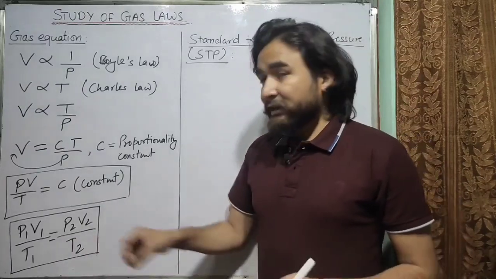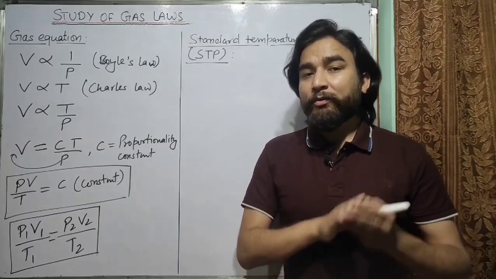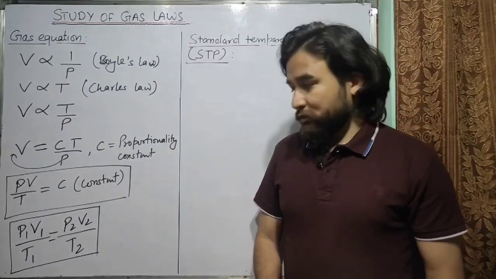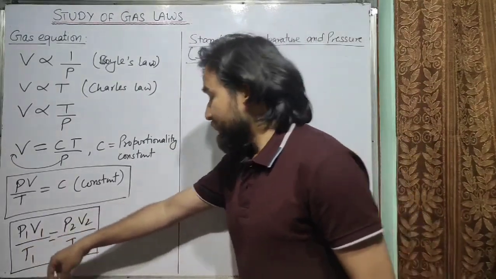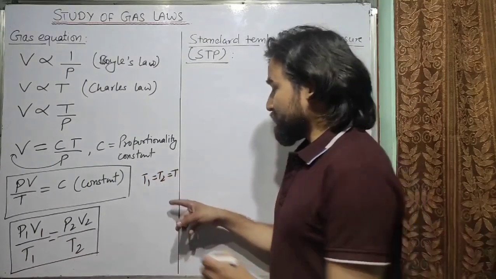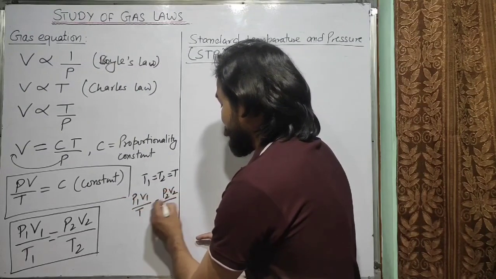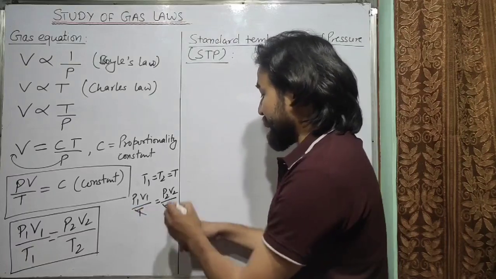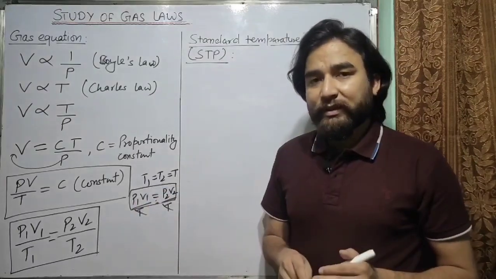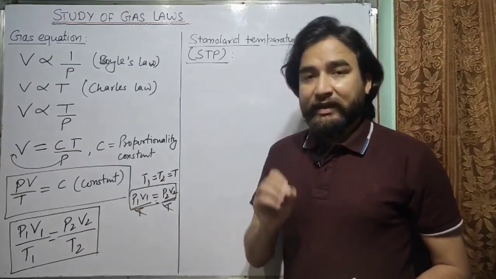The gas equation can give you the condition of Charles' law as well as the condition of Boyle's law. We know that according to Boyle's law, the temperature is constant. So if the temperature is kept constant in this equation, for example T1 is equal to T2, let us say equal to T, we can say P1 V1 by T equals P2 V2 by T. Now we can cancel T on both sides. So you get the equation P1 V1 is equal to P2 V2 when the temperature is kept constant. So we can get the condition of Boyle's law from the gas equation.